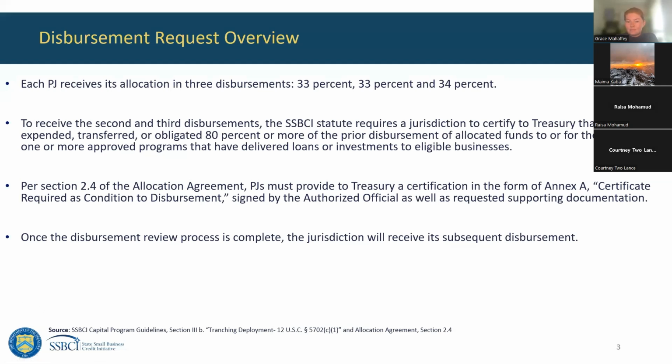Okay, so we're going to start off with the overview of the disbursement request process. Each jurisdiction approved for participation in the SSBCI capital program will receive its allocation of main capital funds, allocations for SEDI-owned businesses, and allocations for very small businesses in 3 disbursements: 33%, 33%, and then 34%. Each jurisdiction receives their first tranche after the approval of the jurisdiction's application.